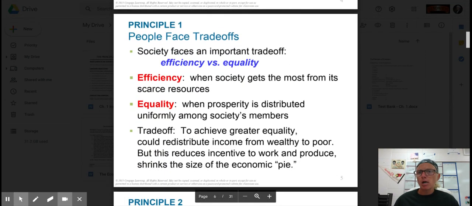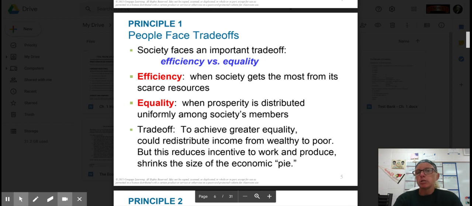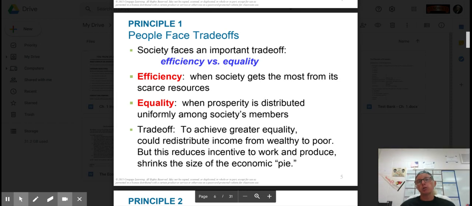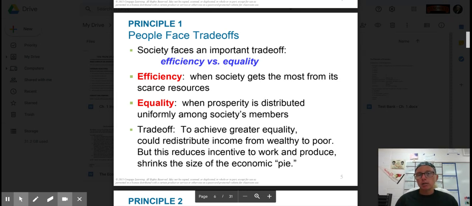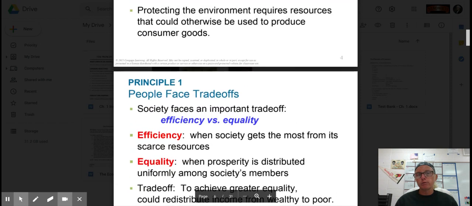So anyway, all right. So people face trade-offs. Society does too. The trade-off they have to think about is efficiency versus equality. Should we be more efficient where we're getting the most of our scarce resource, or should we be more equitable where we distribute our resources evenly among different members of society? There is a trade-off. To achieve greater equality, you are going to redistribute income from the wealthy to the poor, but that reduces the incentive to try to get yourself out of poverty on your own. So that's something that we look at on the big societal level about trade-offs.